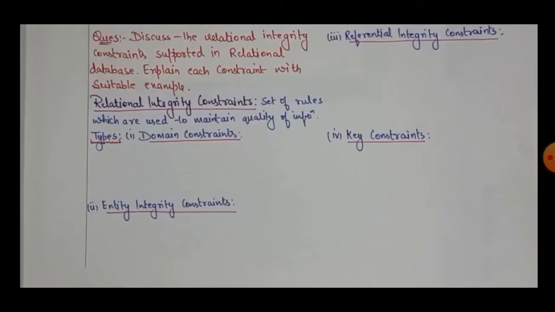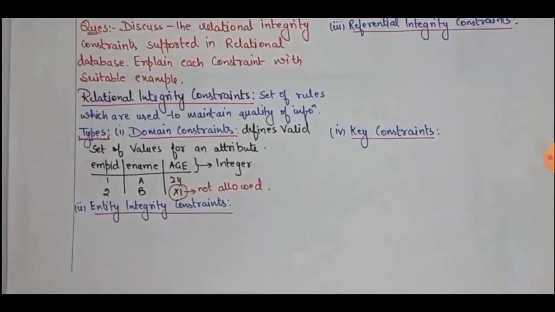Domain constraint defines the valid set of values for an attribute. It simply means, first of all, I will tell you, domain is the cell of the table. For example, if we have a 3 multiply 4 table, which means 3 rows and 4 columns, we have 12 cells in our table, so we have 12 domains. We apply some rules, some constraints, on a specific field or specific domain, so that our data will be valid in every field.